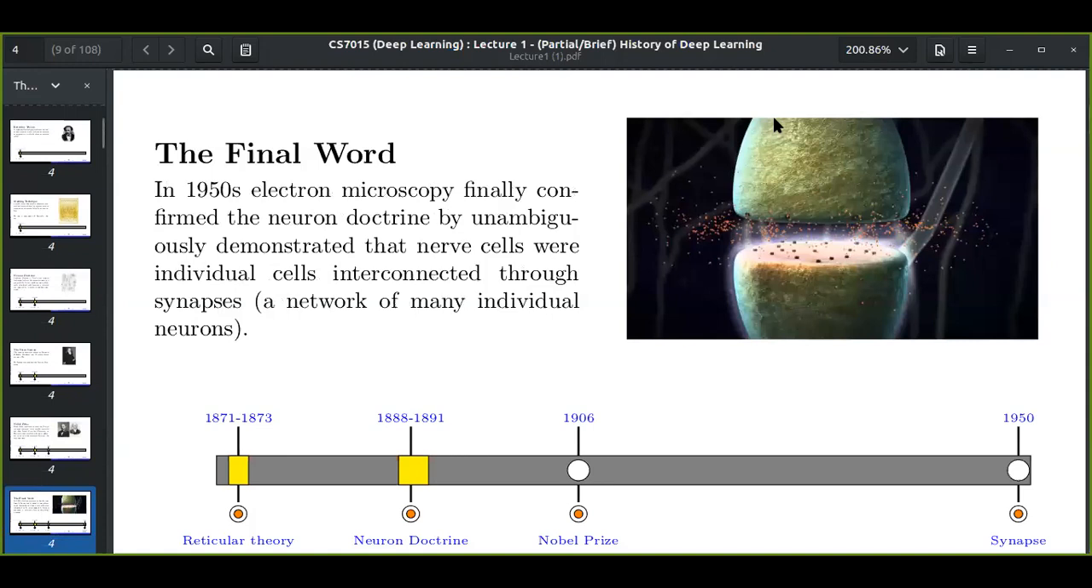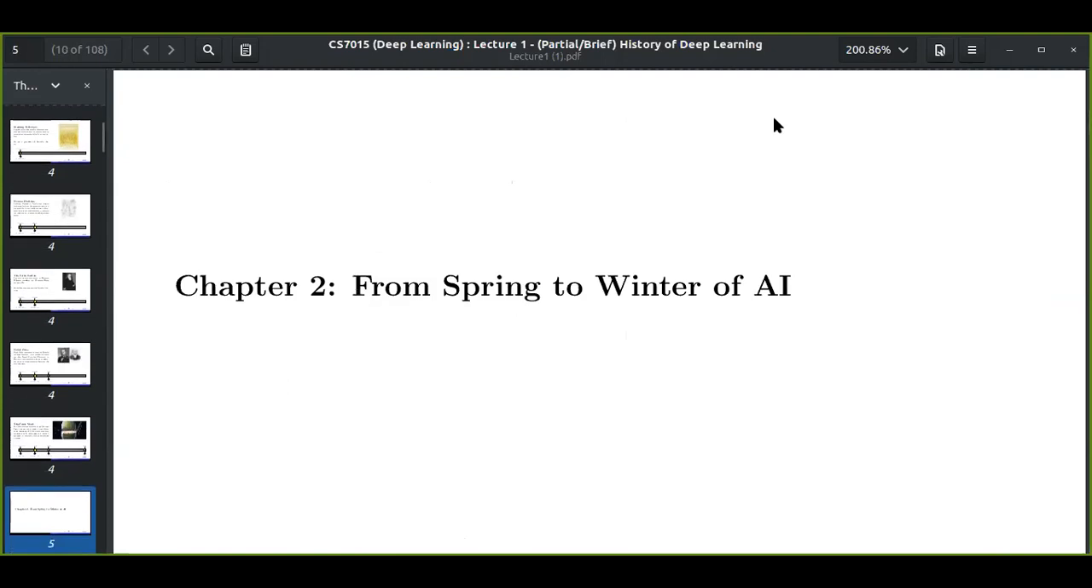And then in the 1950s, the electron microscope came along, and finally we have the confirmation of the neuron doctrine. That means the nervous system is not a single entity; it is composed of a large number of neurons, the interconnection of nervous cells. So that was how the concept of neurons came along.